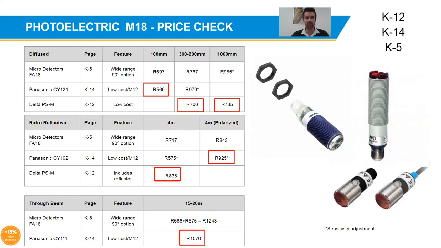MD is a great option because there's a wide product range from 90 degree background suppression, etc. And Delta is also there competing with the Panasonic. So the few variations I wanted to highlight, K12, K14, and K5, all have similar products over there.